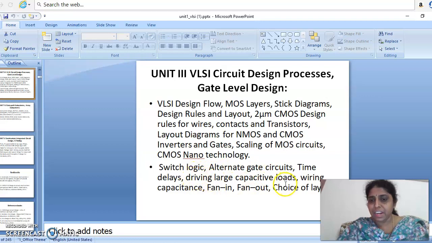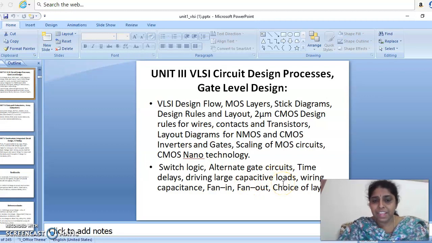Then for driving large capacitive loads, what do we use? What are the issues in driving large capacitive loads? So we'll use cascaded buffers as drivers. One is bigger in size when compared to the previous. Like that we choose the inverters, cascaded inverters, and we use the BiCMOS inverters, or we use super buffers for driving large capacitive loads. All those we'll discuss.